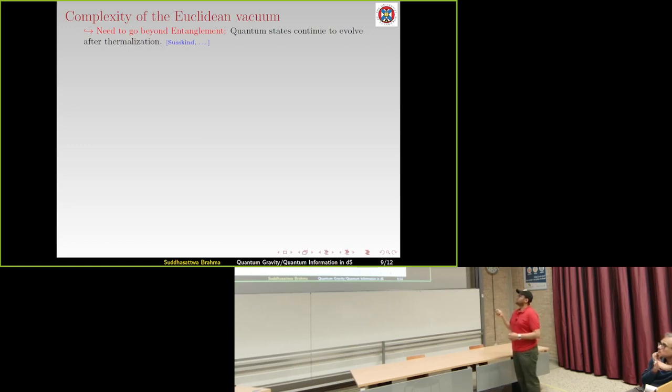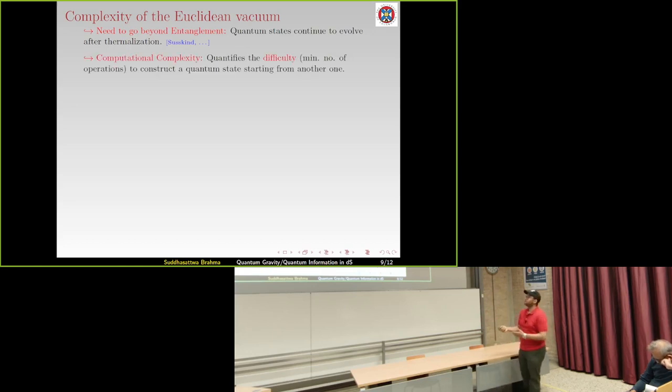What I want to focus on is this very limited point that we have known for about 10 years now: although entanglement entropy and the RT formula for entanglement entropy are the main evidence we have for this slogan, we also need to go beyond entanglement. That's because quantum states continue to evolve after thermalization, and Susskind proposed that maybe complexity is the right measure to quantify this. I'm going to think of complexity in terms of computational complexity or circuit complexity.